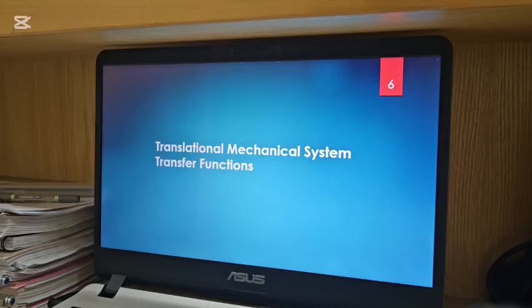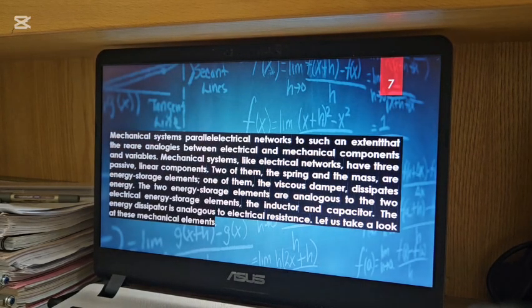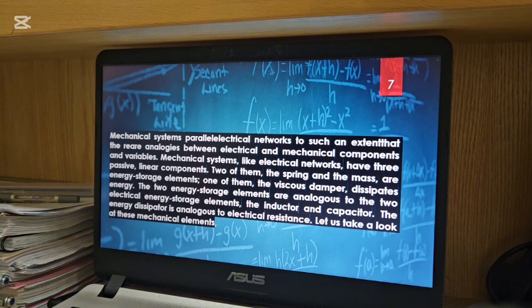The second section in this chapter is translational mechanical system transfer functions. Mechanical systems parallel electrical networks to such an extent that there are real analogs between electrical and mechanical components and variables. Mechanical systems, like electrical networks, have three passive linear components. Two of them, the spring and the mass, are energy storage elements. One of them, the viscous damper, dissipates energy.